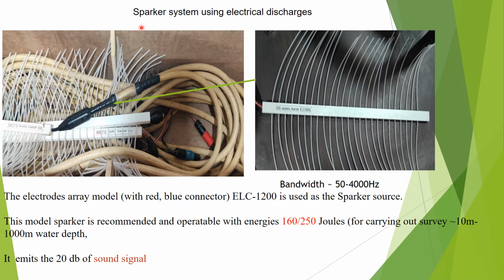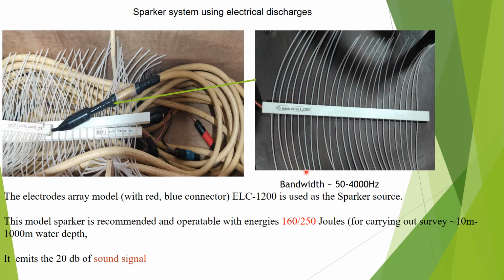Now to get the source, that is the sparker, which is used for electrical discharges. The electrode, generally this is the sparker, with a blue connector and a red connector, positive and negative, the cathode and the anode. The Electric Ray model ELC 1200 is used as the sparker source.